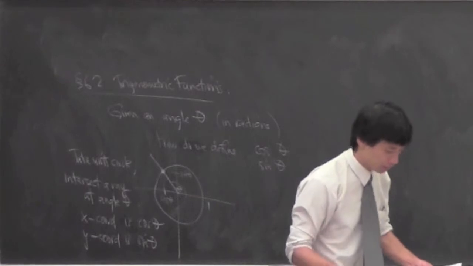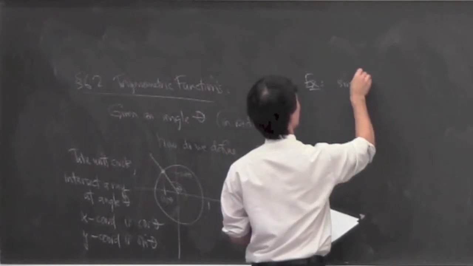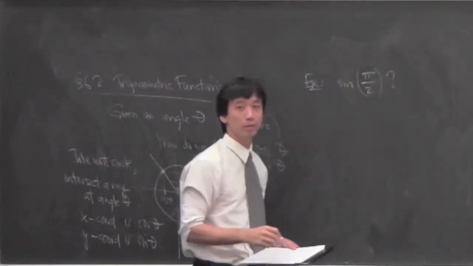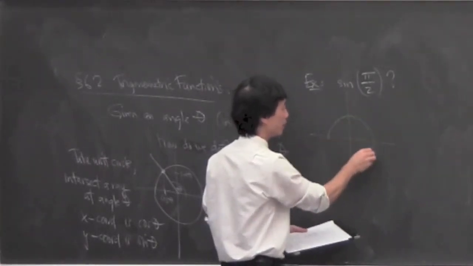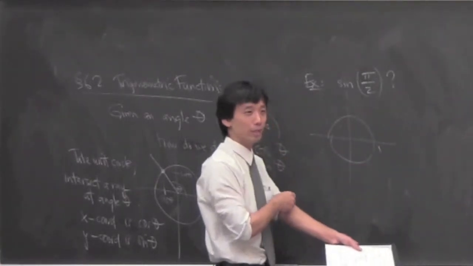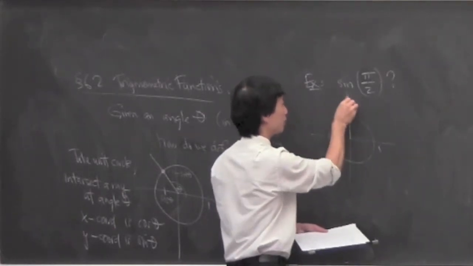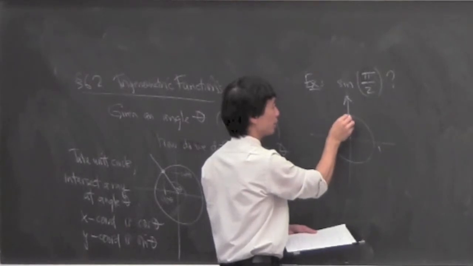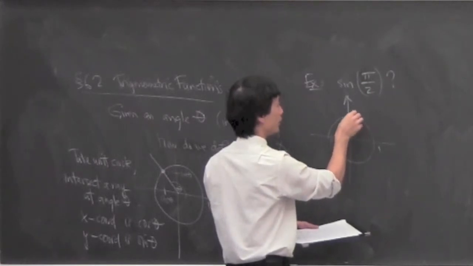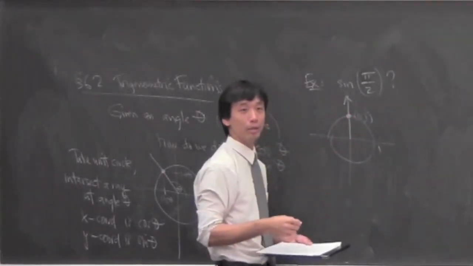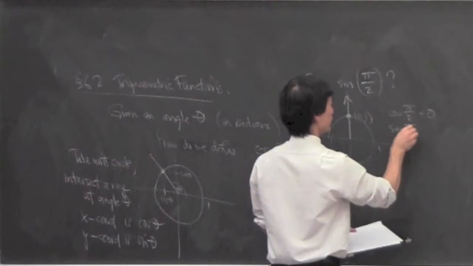Okay, so for example, what's the sine of pi over 2? It's 1, right? Let's think about it. We go back and run through the definition. We go to the unit circle and we take the pi over 2 angle. It intersects here, and this thing has x-coordinate 0 and y-coordinate 1. So cosine of pi over 2 is 0, sine of pi over 2 is 1.